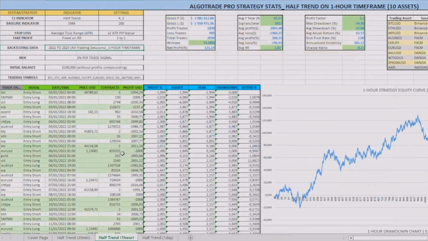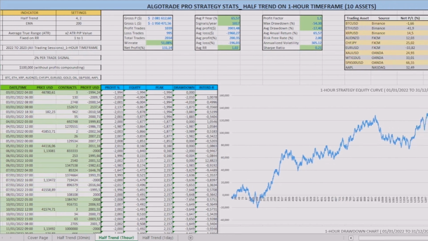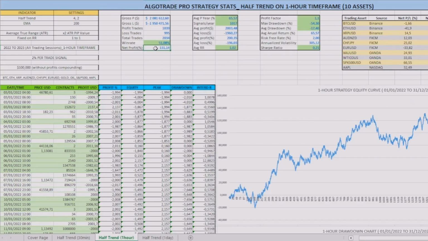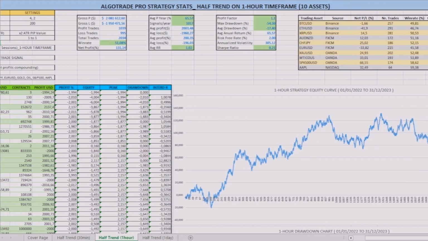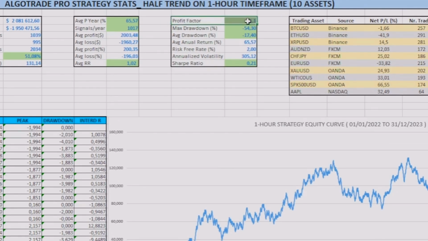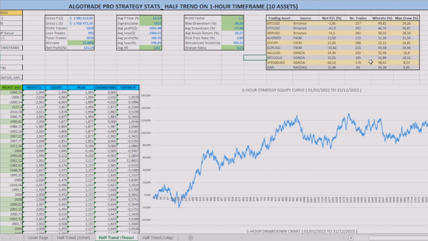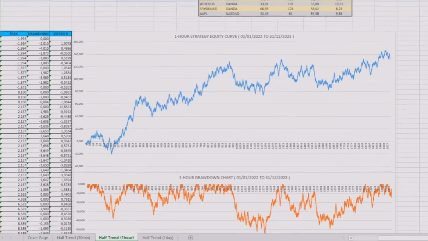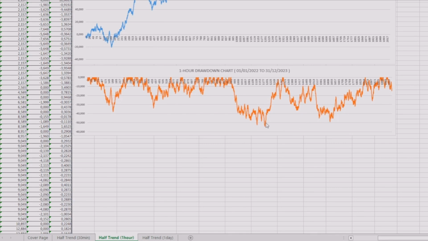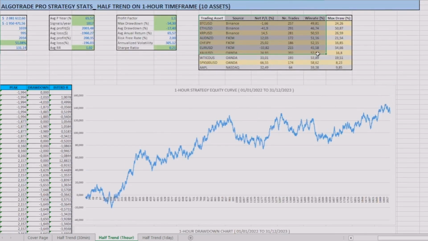Then, in the 1-hour time frame, things look a little bit different. After 2,000 trades, the HalfTrend indicator achieved a win rate of about 51% and a total profit of 131%. Here you can find the average results and trades per year. With a profit factor of 1.1 and an average drawdown of about 17%, the strategy in this time frame got a consistent equity curve with a max drawdown of about 50% that happened 2 times. Again, here you can check the individual results of each asset in this time frame, which are profitable and with some consistency.